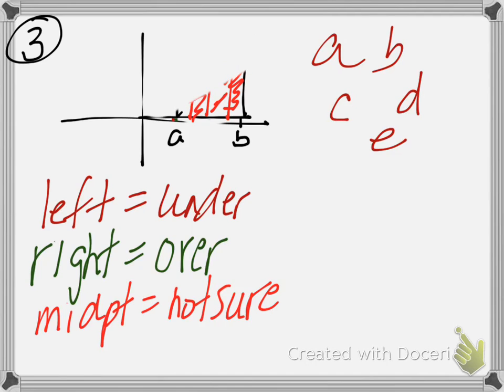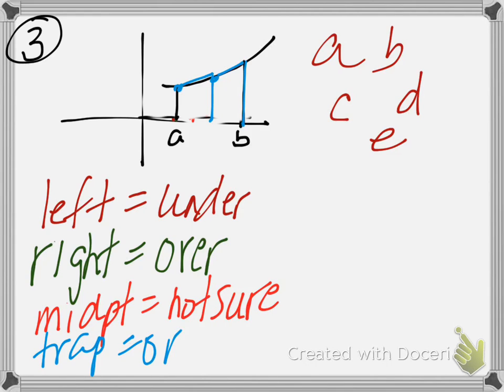And then we have one more. Hang in there. It's a trapezoid. So here's our picture. If we made 2 trapezoids, we're going to look like this. And on your picture you'll see it's an overestimate. So a trapezoid equals an overestimate.